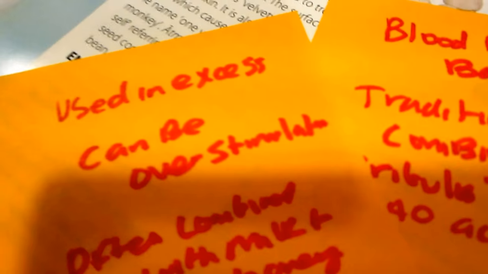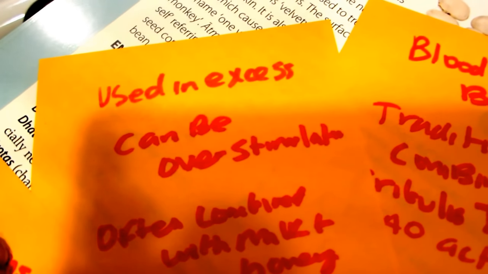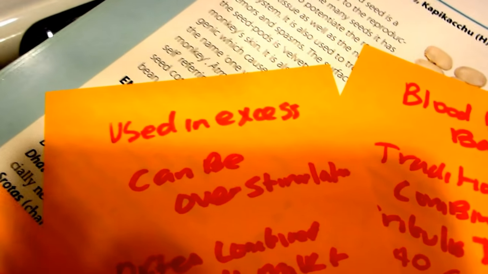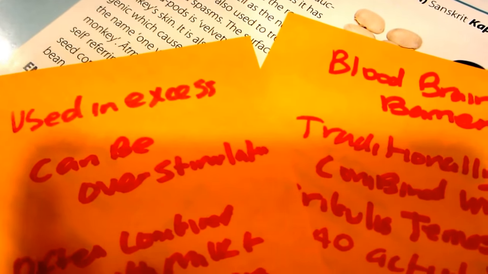Used in excess, the bean can be overstimulating, and that's because of the dopamine. And in Ayurveda, it's often combined with milk and honey. So I'm thinking about that question of not being able to use it with heat because the dopamine dies. I'm kind of leaning towards that you maybe could use it. Maybe not with something really, really hot, but something mildly warm would be okay.